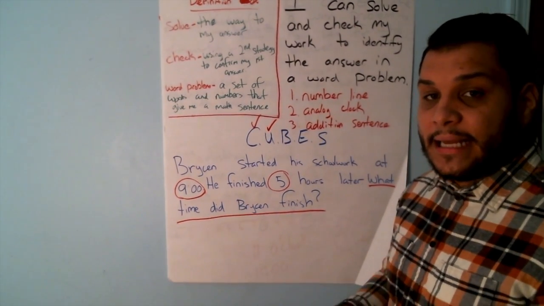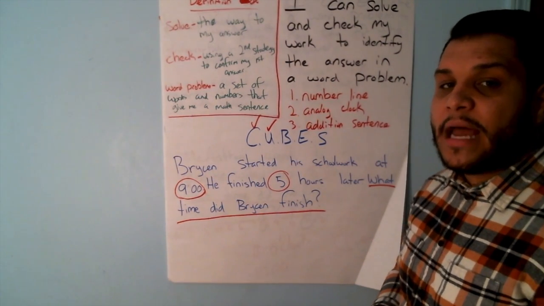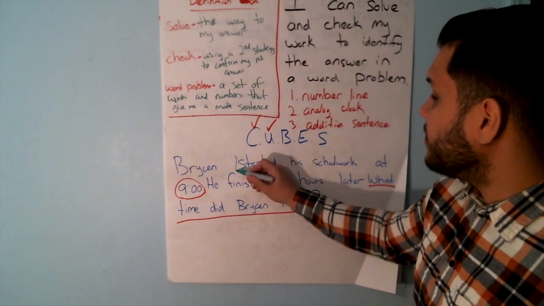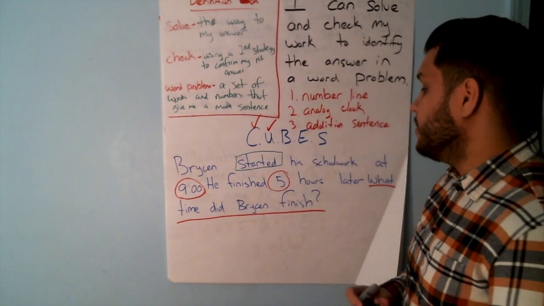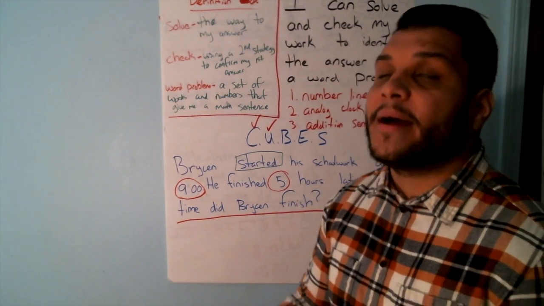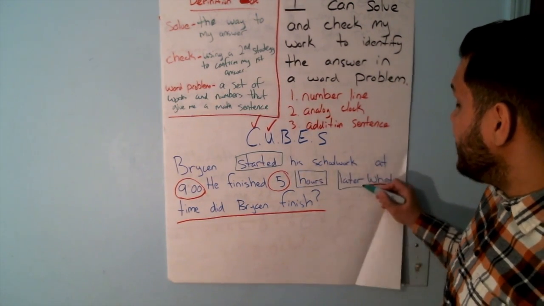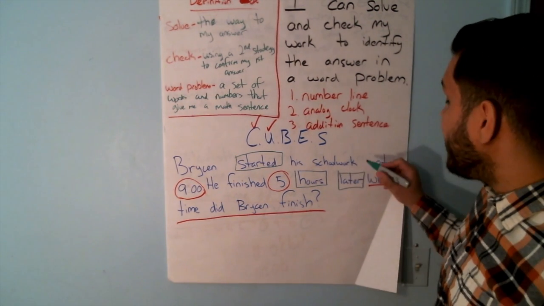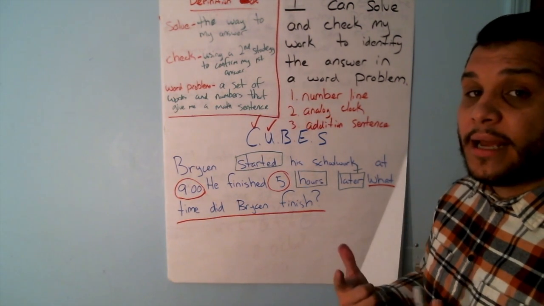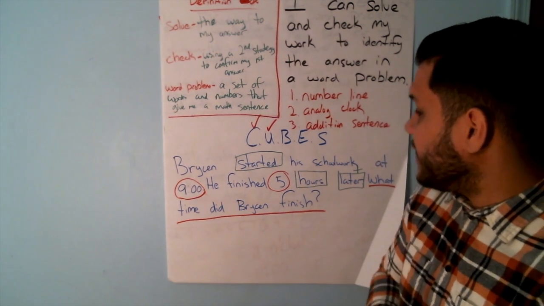I want to box in my math words. Bryson started his schoolwork at 9 o'clock. Do we have a math word there? Some of us may have said started, because that's giving me the first part. He finished 5 hours later. Oh my goodness, I see the friends jumping up and down. Yes, hours and later. Later lets me know that I am adding. Hours let me know that I'm going to use my hour hand, the short one, or count from 1 to 12. What time did Bryson finish?